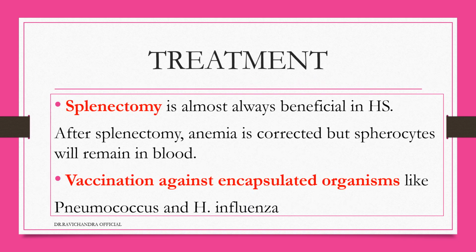Treatment for hereditary spherocytosis is splenectomy. Splenectomy is almost always beneficial in hereditary spherocytosis. After the splenectomy, anemia will be corrected, but still the spherocytes will remain in the blood. You have to vaccinate against encapsulated organisms like pneumococcus and Haemophilus influenzae.